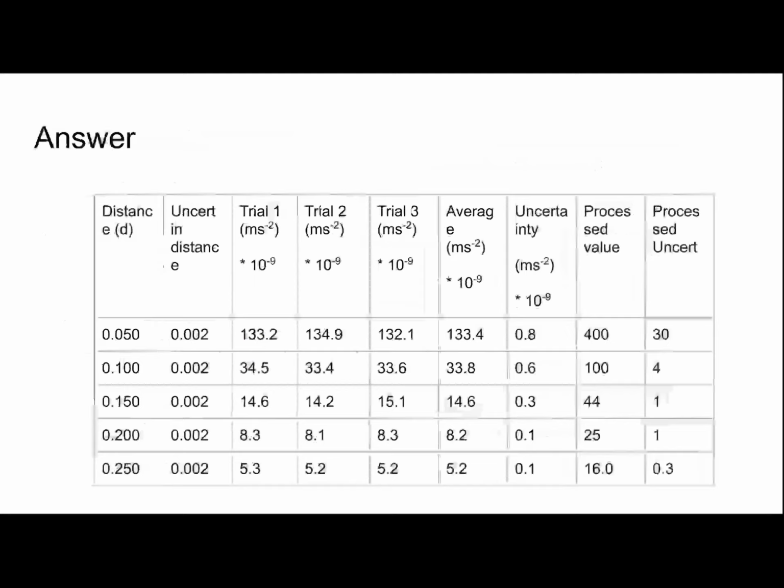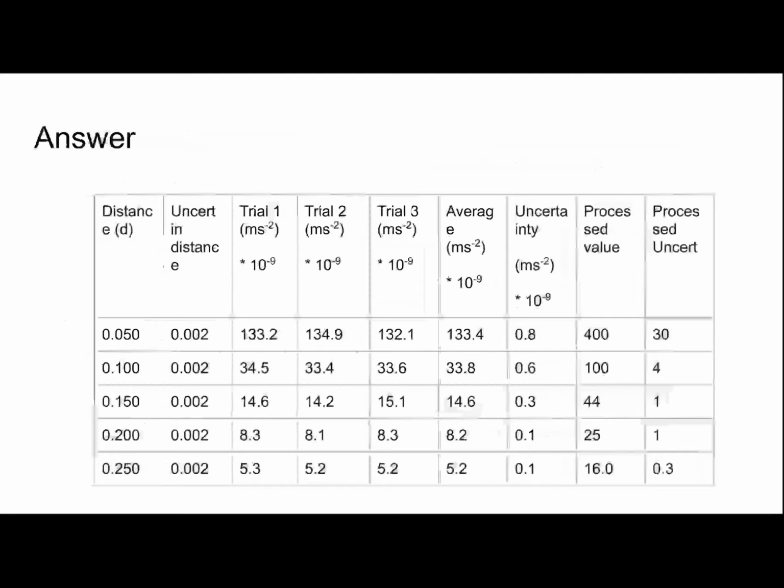Okay, so our process value should just be the distance squared and then 1 over that distance squared. So in this case, for the first column, we'll have 0.050 squared, which is 0.05 squared. We should have 0.0025, and therefore if we do 1 over 0.0025, we should get 400. For our percentage uncertainty, we'll simply say 0.002 divided by 0.050. And that's our ratio. So in this case, our distance is squared. That's the first thing to do.